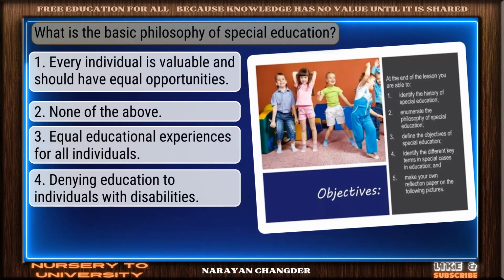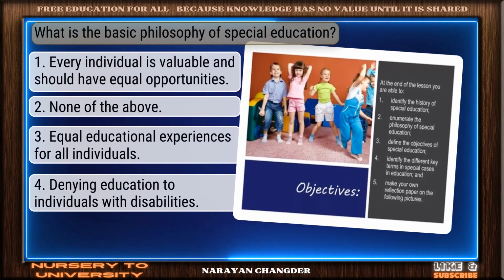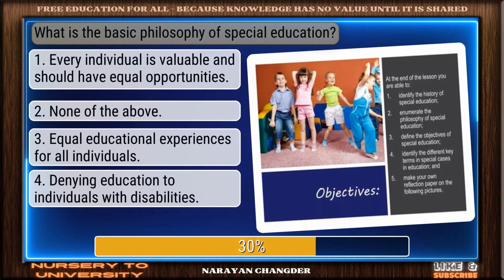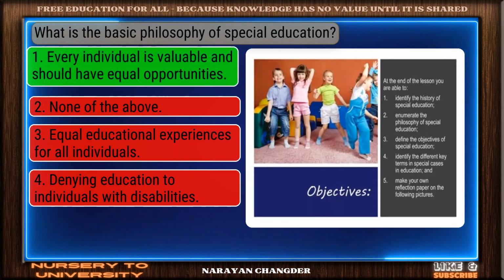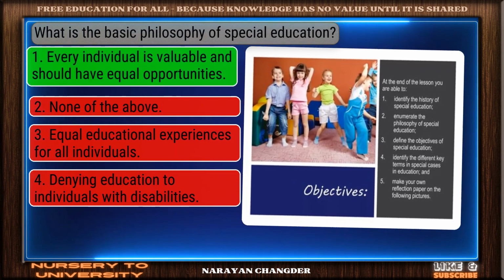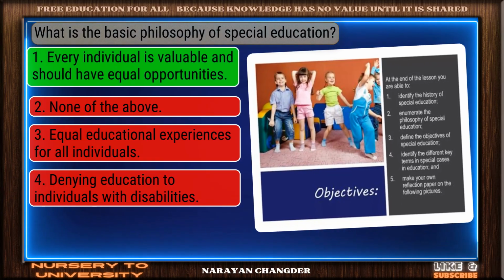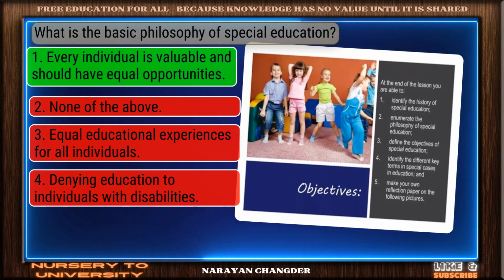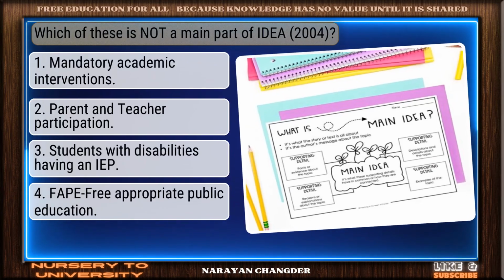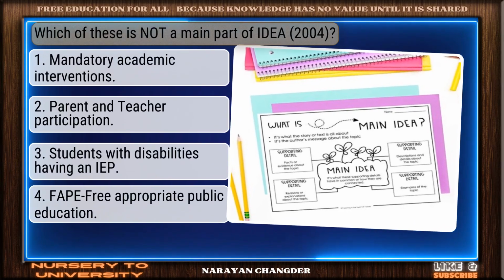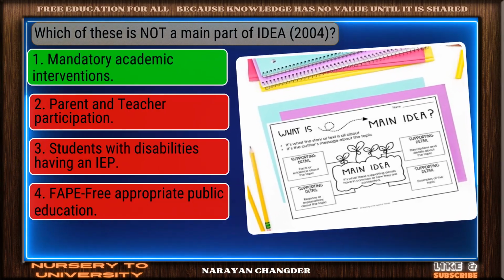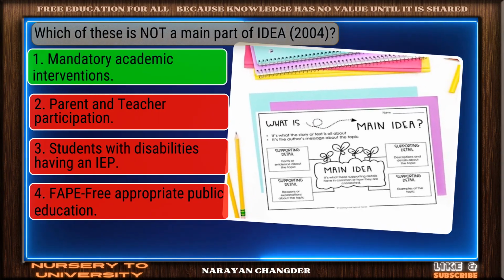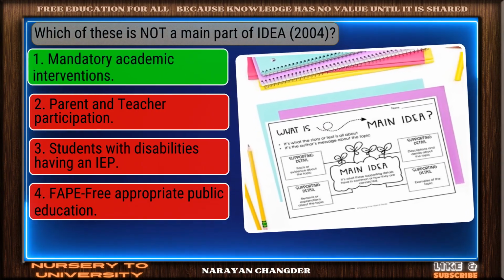What is the basic philosophy of special education? Well reasoned. Every individual is valuable and should have equal opportunities is the correct choice. Which of these is not a main part of IDEA? Smart move. Mandatory academic interventions is an accurate answer.